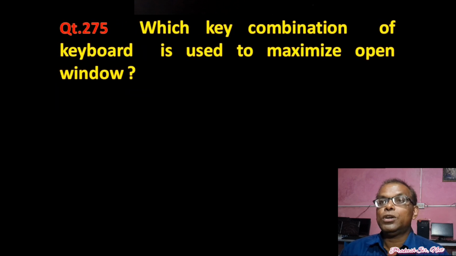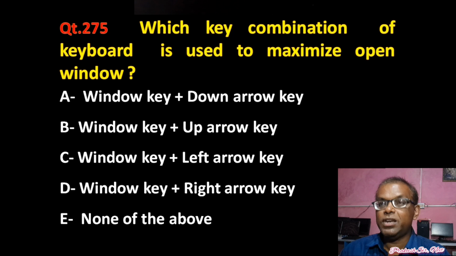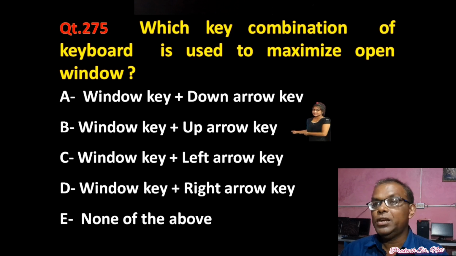Then question number 275 is, which key combination of a keyboard is used to maximize open window? This is the reverse question. That question was for minimize, this question is for maximize. So which combination key? Now you can check the alternatives: window key plus down arrow key, window key plus up arrow key, window key plus left arrow key, window key plus right arrow key, and none of the above. The correct answer is point number B, that is window key plus up arrow key. This can be used to maximize the open window.